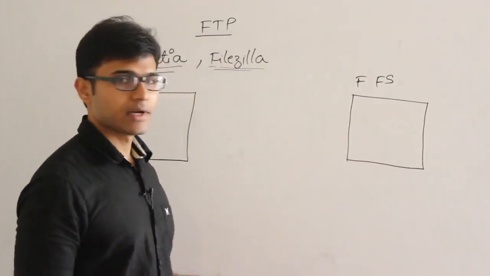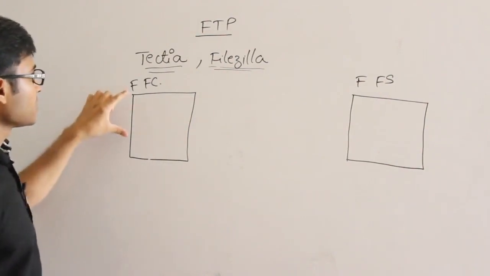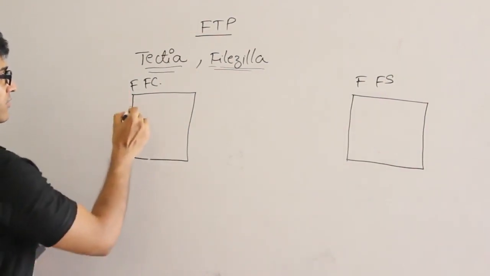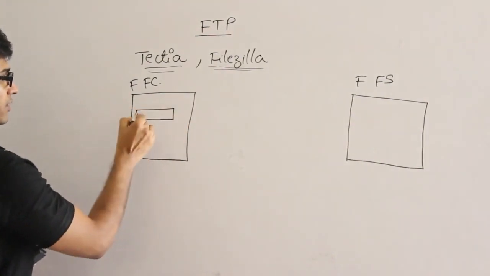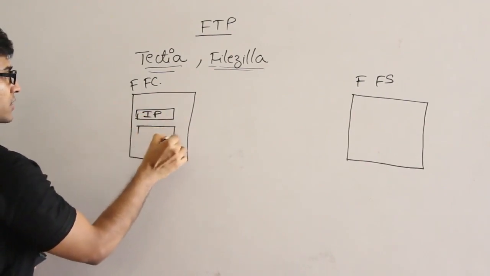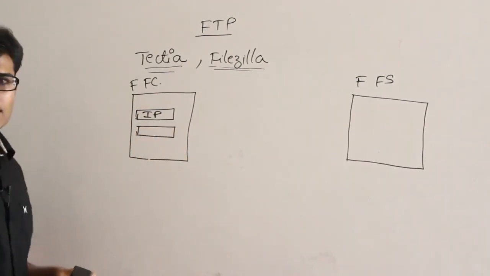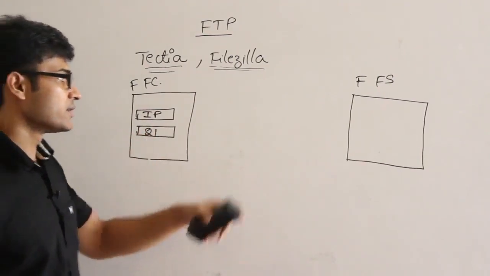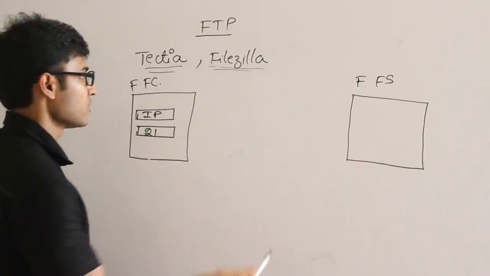So find out his IP address, and once you open this file client, it will ask for the IP address that you want to connect to. Call him and type the IP address here, and then it will ask what port number you want to connect to. Generally the port number we connect to is 21, which means the file server will be listening at port number 21, right?